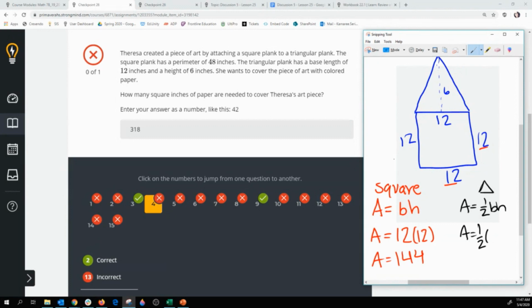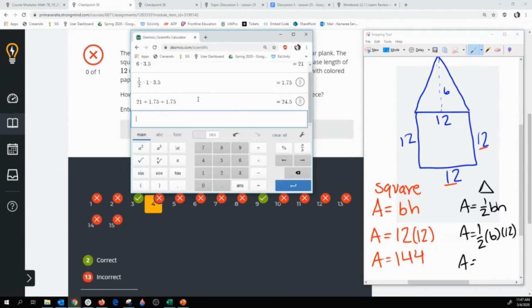Six and 12. Perfect. Yep. So I'd have 1/2 times 6 times 12. And for this one, we can type that into a calculator. You can type all of these into a calculator if you'd like. So I'm going to type in 0.5 times 6 times 12, and we get 36.